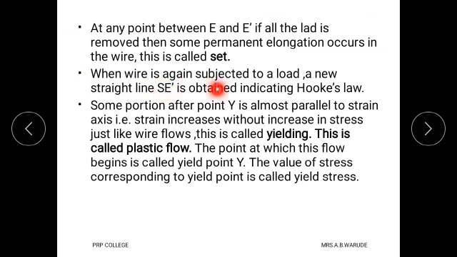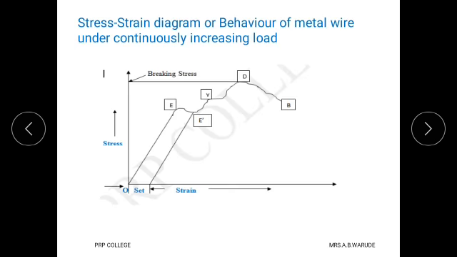And when the wire is again subjected to a load, that means the load is attached again, then a new straight line up to E dash is obtained, indicating Hooke's law. See here, this is the S point and this is E dash, the new set point.